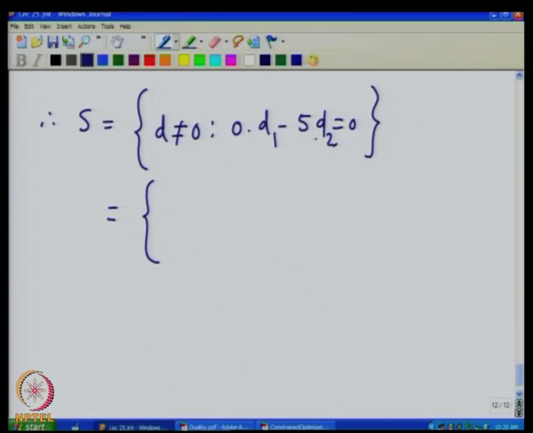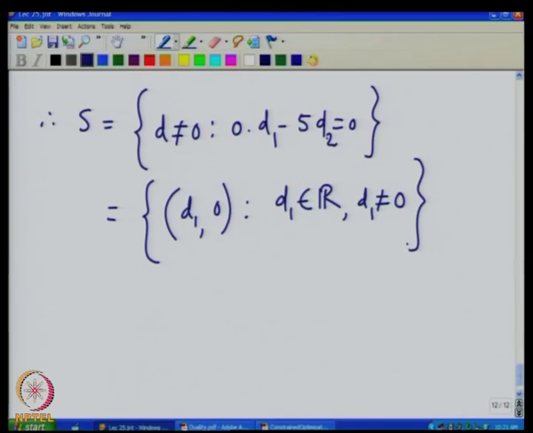So, you will see that in order that this equation is satisfied, d2 has to be 0, while d1 can take any value. So, d1 belongs to R and d2 should be 0. So, what we have is the set of all points (d1, 0) such that d1 belongs to R, and we do not want d to be a 0 direction. So, d1 not equal to 0. So, this is our set S.